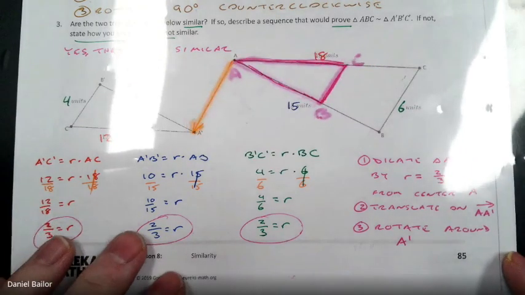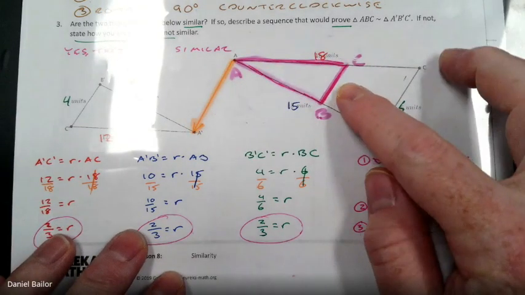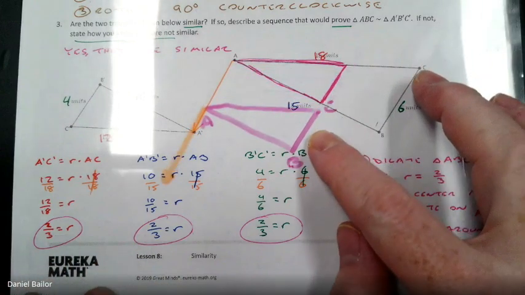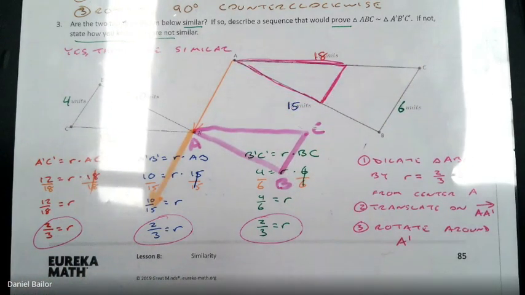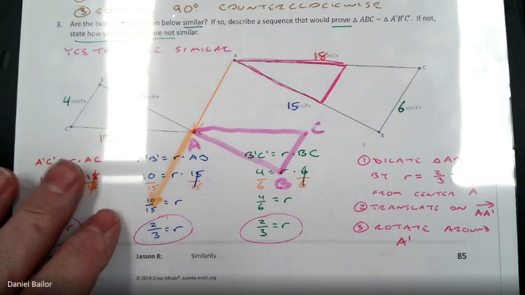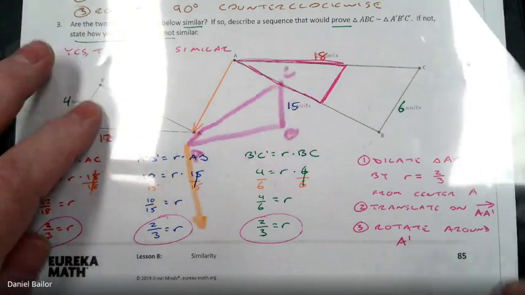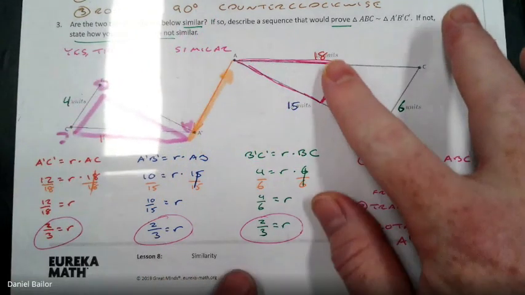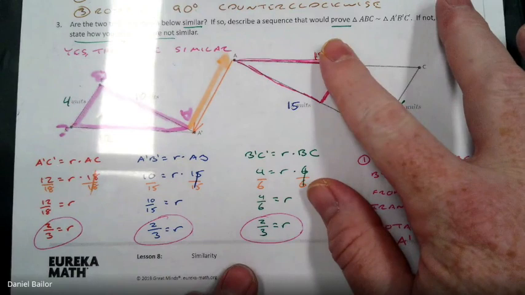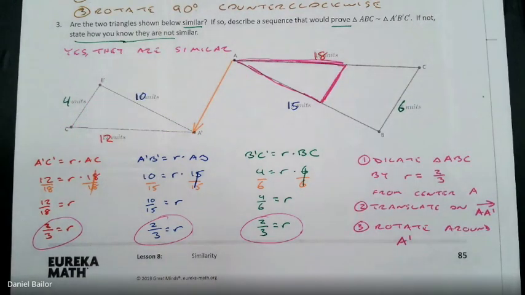After we shrink it with the dilation, we slide it with the translation, and then, to prove they are similar, to finish, we rotate. And that's how we do that one.